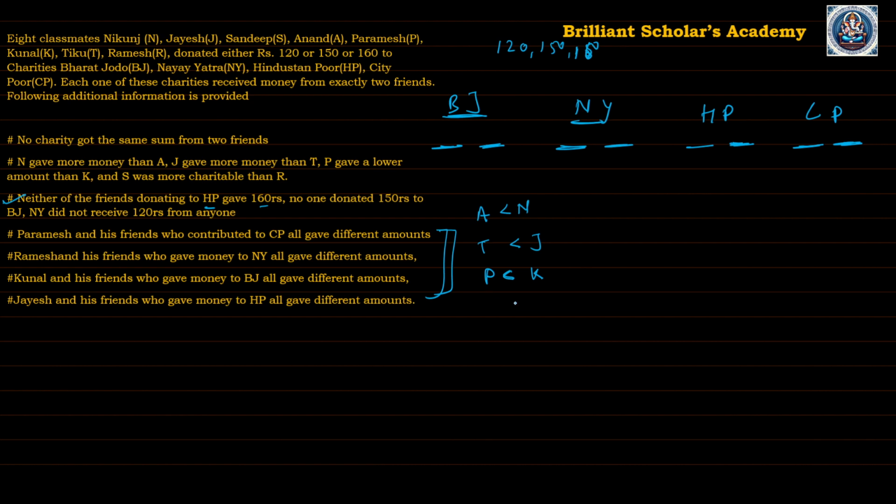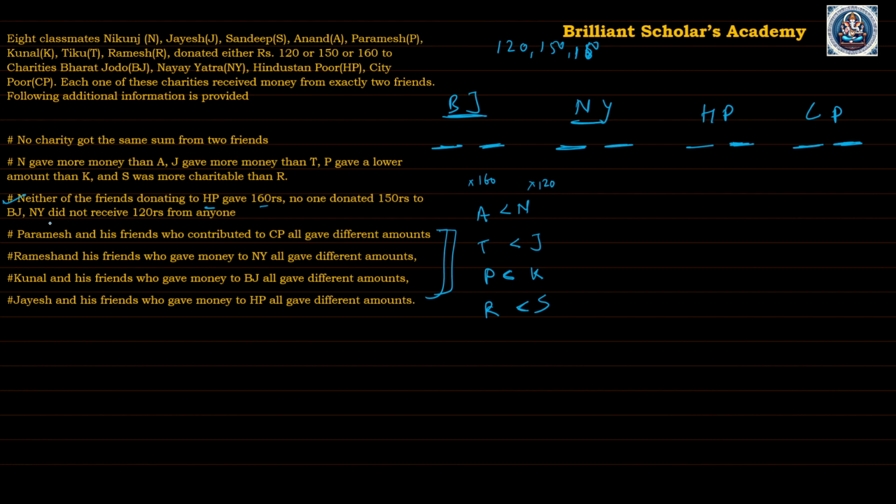Here we have S was feeling more charitable than R. So who is S? S is Sandeep. Sandeep is more charitable than Ramesh. This gives me an idea. The number on the lower side can never be 160 and the number on the upper side can never be 120. You understand this? Because they are paying more money and these are paying less money. So this kind of analysis lowers down the option two. On the left side, I will always have 120, 150. On the right side, I'll always have 150, 160.